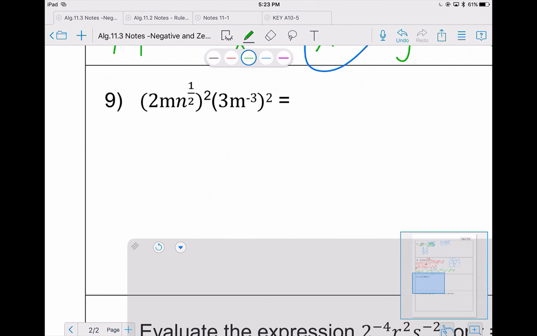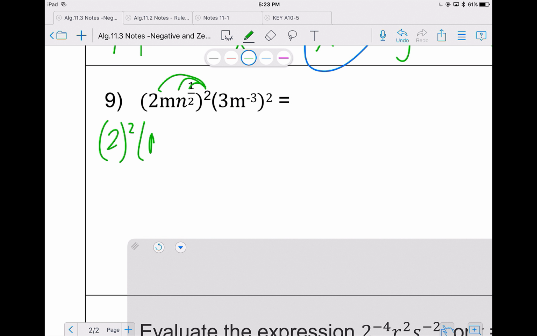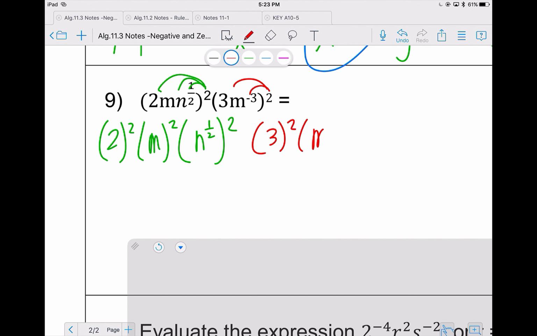Problem 9, we're going to distribute the power. This time both of my parentheses have powers that need distributing. So 2 squared, m squared, into the 1/2 squared. And then 3 squared, m to the negative 3 squared. Again, we're not moving negatives until the very end. So in green, 2 squared is 4, m squared.